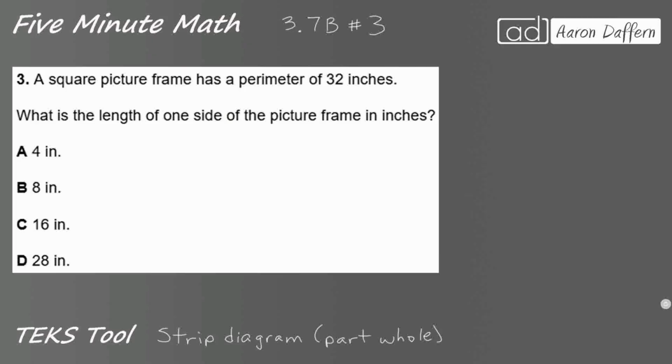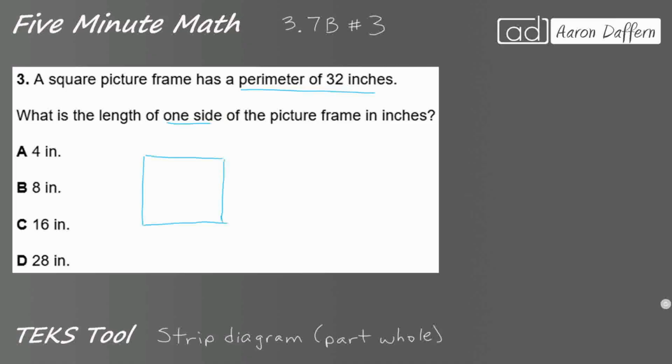So we have a square picture frame. They're giving us the perimeter, and we need to find the side length of just one of the sides in inches. All right, well, this might seem like a simple problem, but let's first draw a representation so we know what we're dealing with here. So here's my square picture frame.